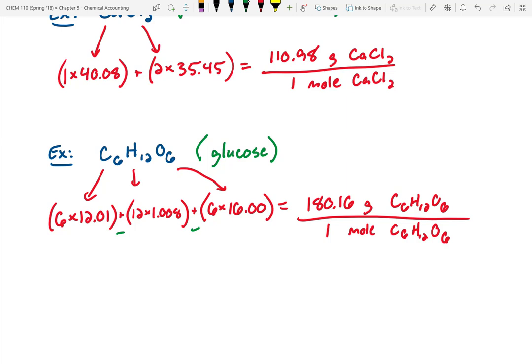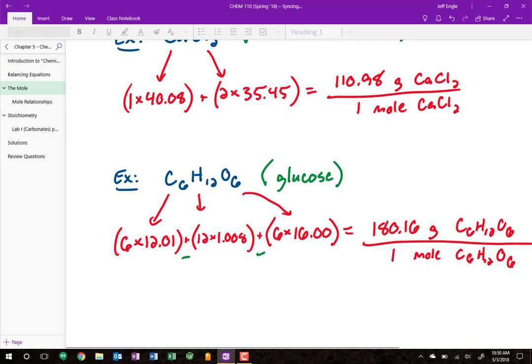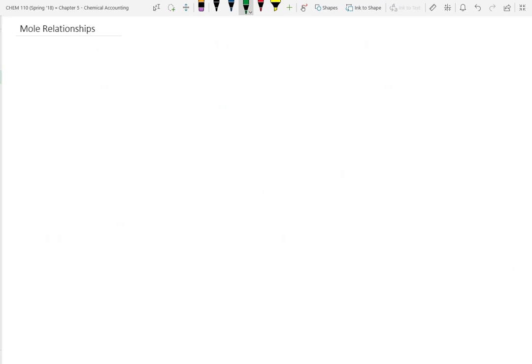All right. So now what we need to do is a bunch of math practice going back and forth from grams to moles and moles to grams and whatnot. So I've got a few problems I want us to work on. We're going to do first a mass to mole conversion.